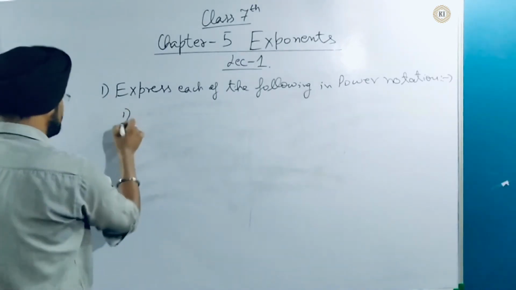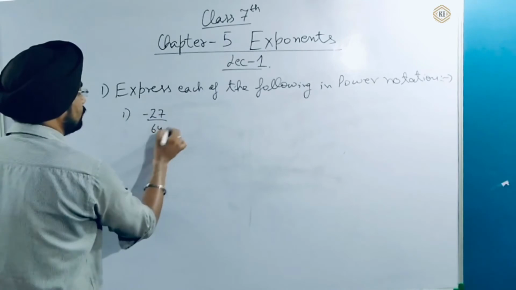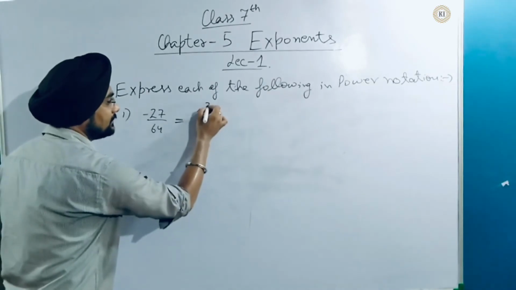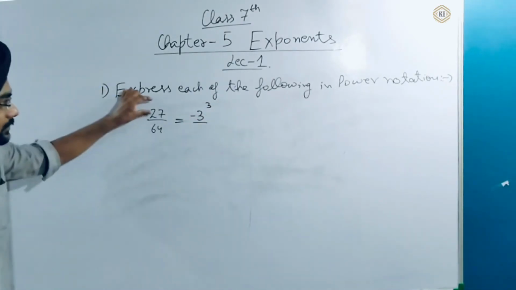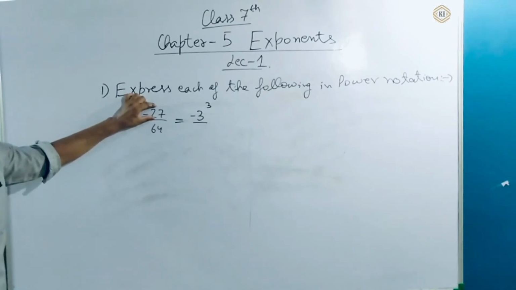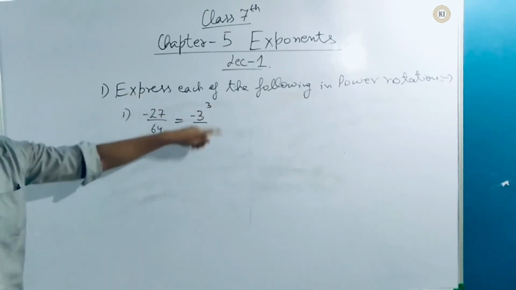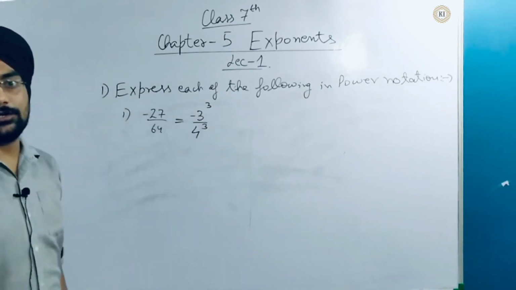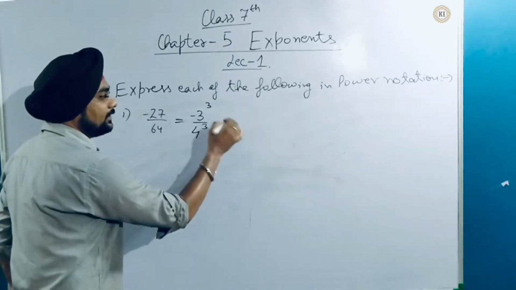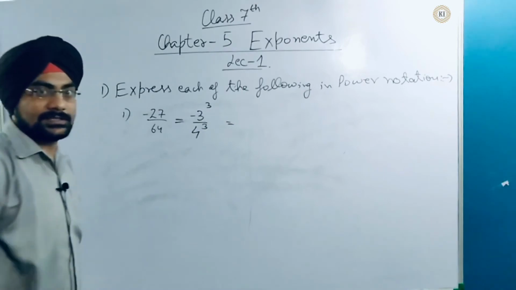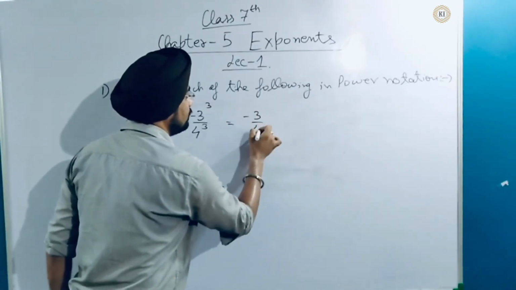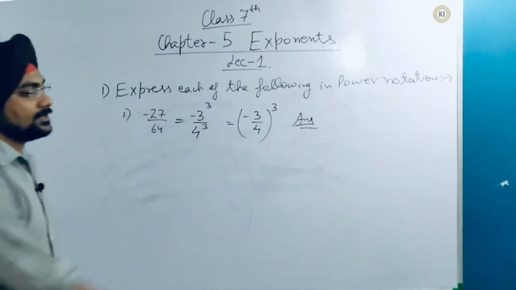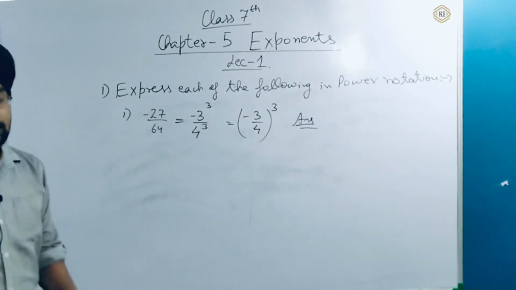So question is given as minus 27 upon 64. So here 27 we can write as 3 to the power 3. These all values are coming from the prime factorization. Take out the prime factorization of 27, we will get here 3 to the power 3. 64 we can write 4 to the power 3. 64 means 4 into 4 into 4. Now you can see that according to the law, numerator and denominator having the same power, so we can write here minus 3 upon 4 whole to the power 3, and that is our answer. We have to write in power notation, so we will leave it in this way. This will be our answer.